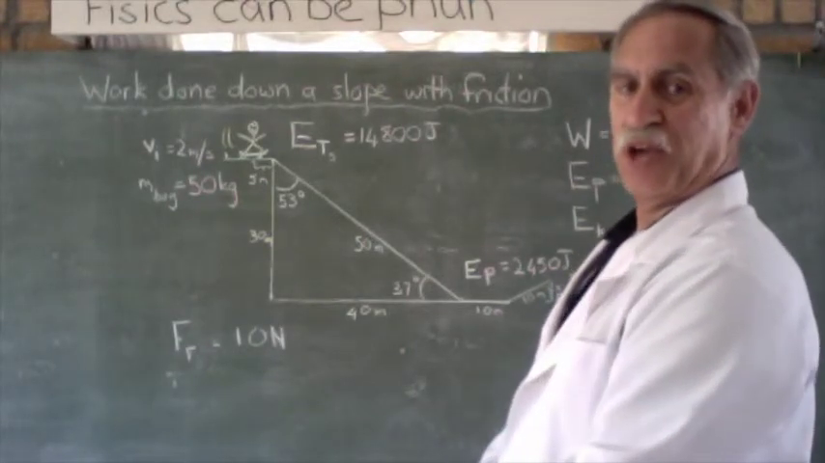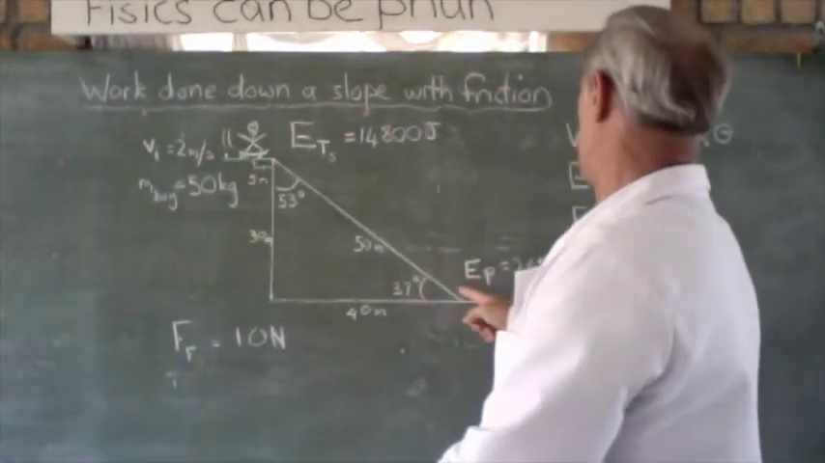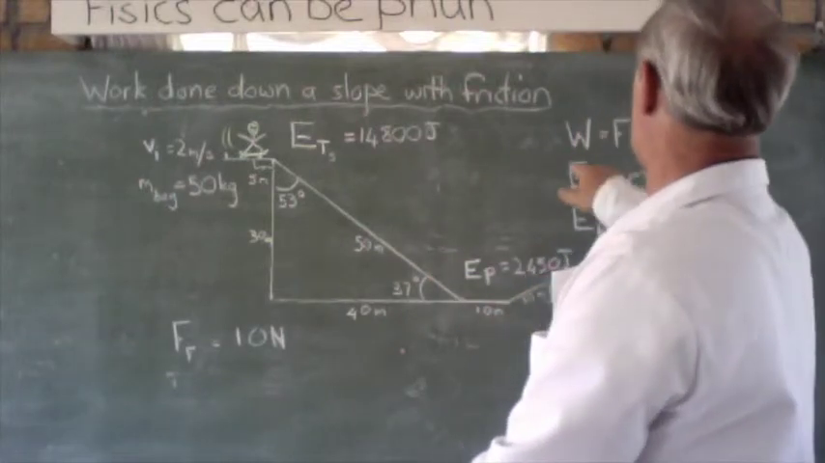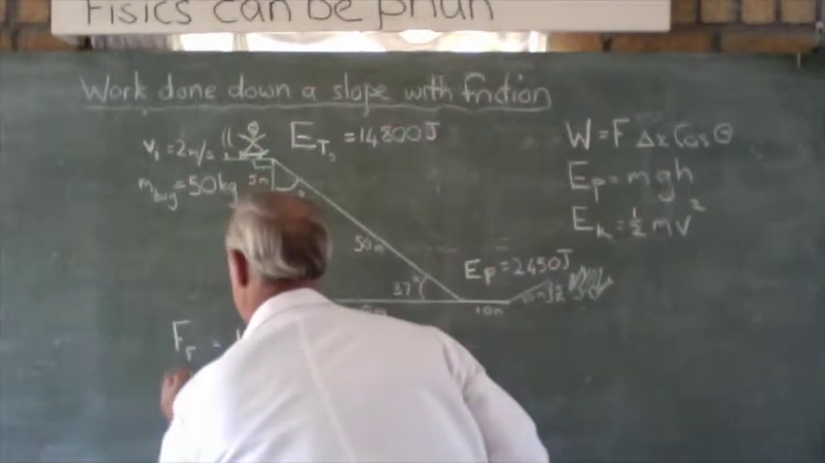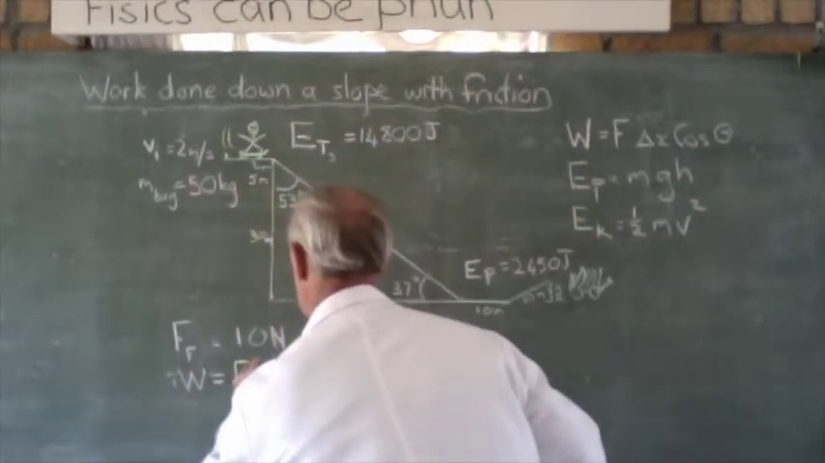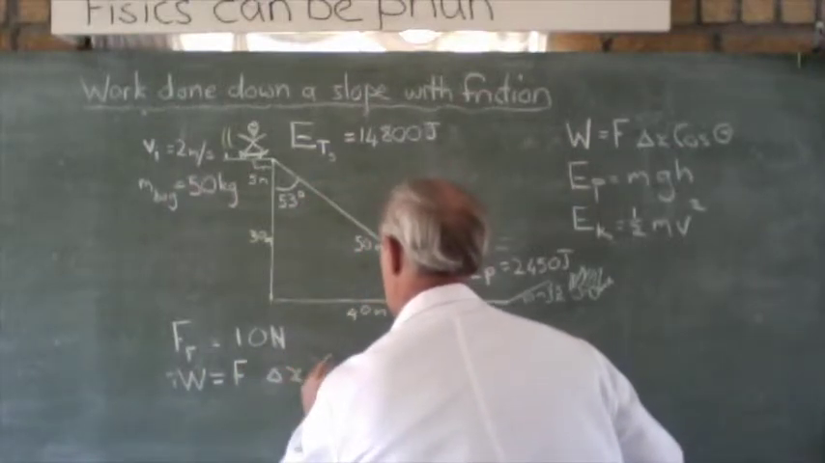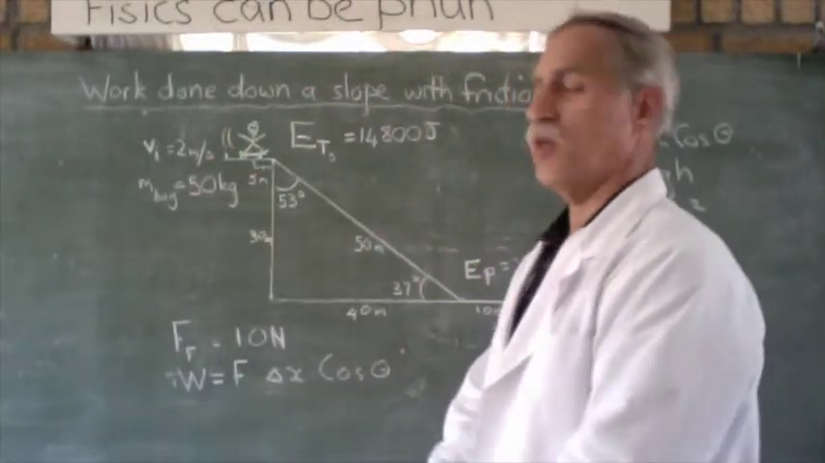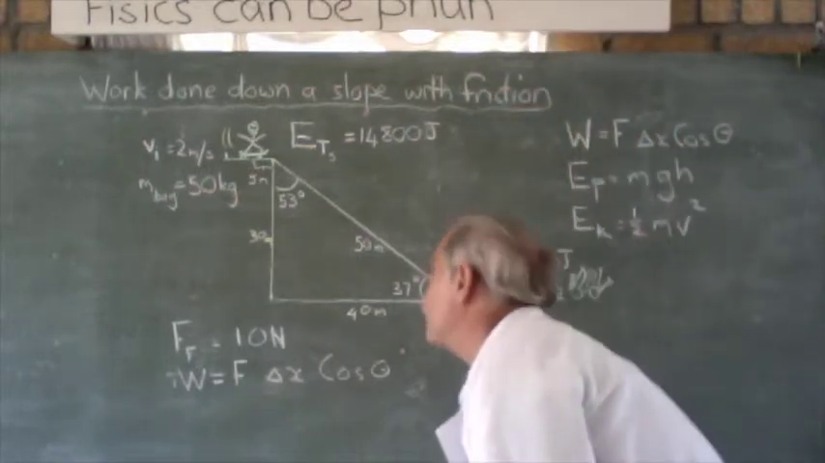So why don't we work out how much work it will take, due to friction, to pull him all the way along the slope. Let's use this formula for work. Work is equal to force times distance or displacement times cos theta. Now, cos theta is calculated as follows.